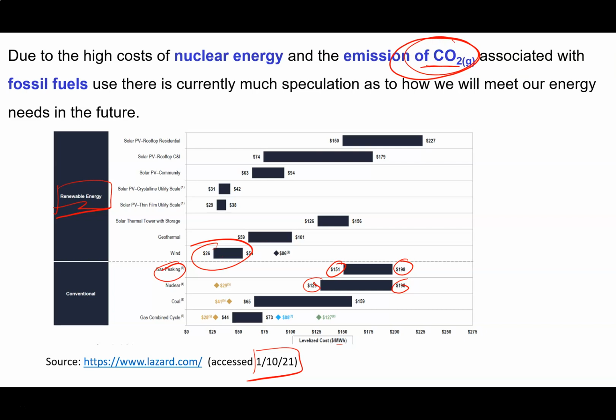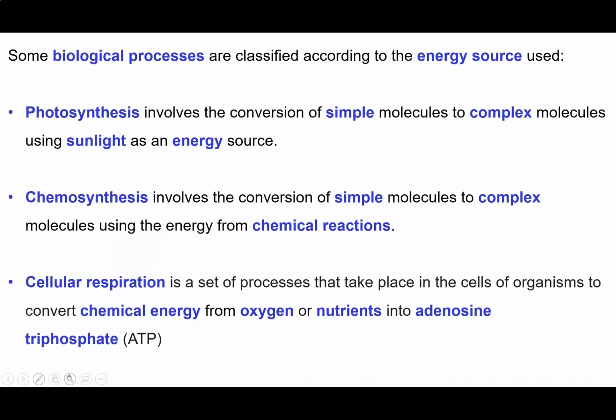So this discussion of energy has very real world consequences. You can learn more about this if you go to this website here, which is just an investment company, and they'll give you prices on all of these things. Okay, now you'll often hear a lot of talk about energy in your biology classes as well.